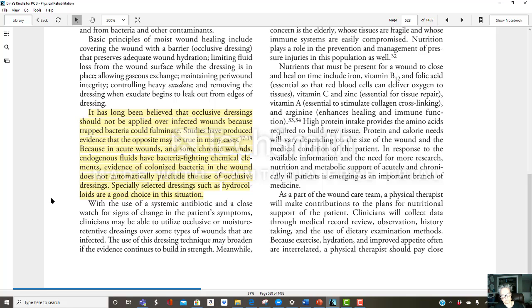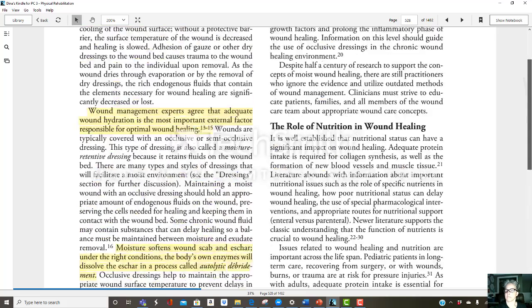With the use of a systemic antibiotic and a close watch for signs of change in the patient's symptoms, clinicians may be able to utilize occlusive or moisture-retentive dressings over some types of wounds that are infected. The use of this dressing technique may broaden if the evidence continues to build in strength.